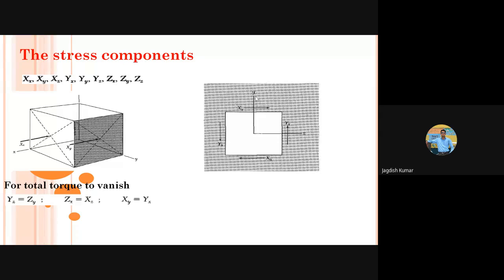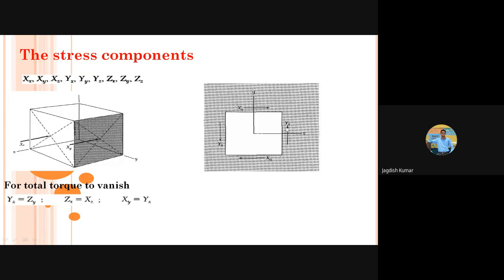So now this is the force acting this way. XY is the force acting on this face this way. YX is the force acting on the other face this way. Correct? Now, in case these two forces are unequal, let us focus on these two forces first. There are two components of XY. This is XY acting on the upper face. This is XY acting on the lower face. This is YX acting on the opposite face to this one.